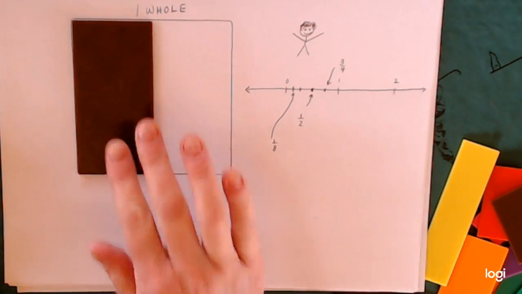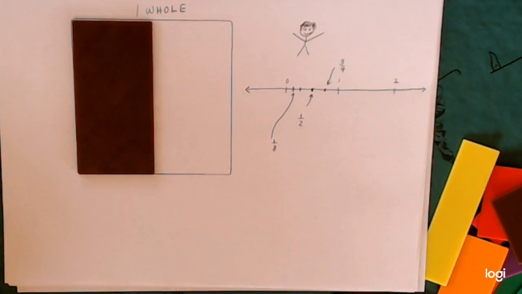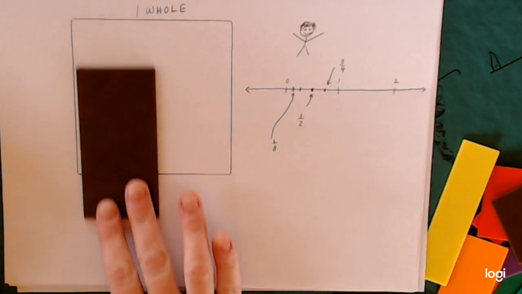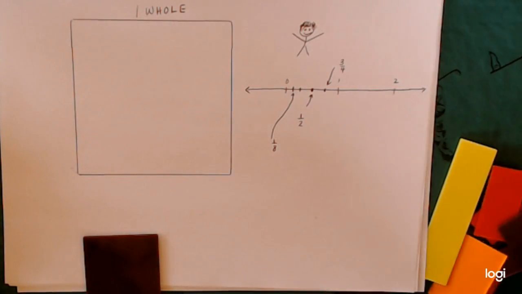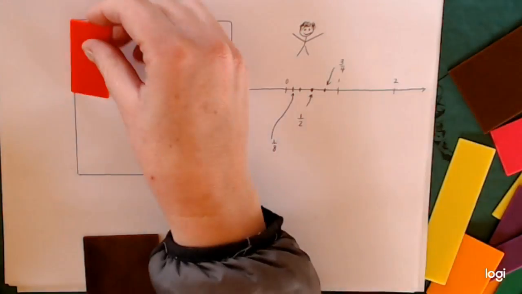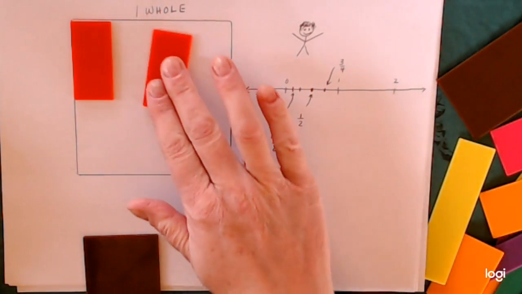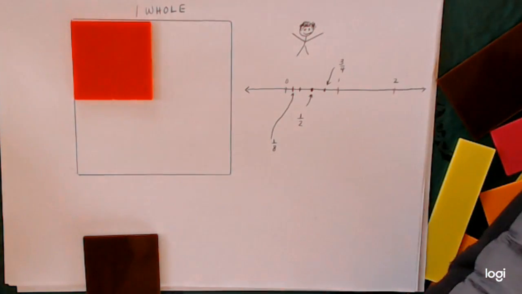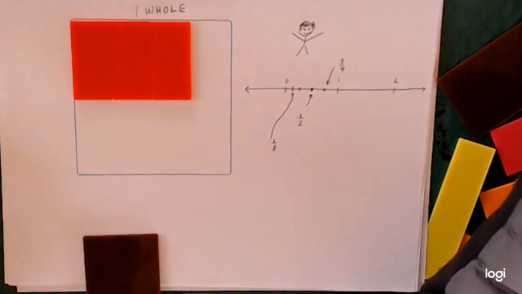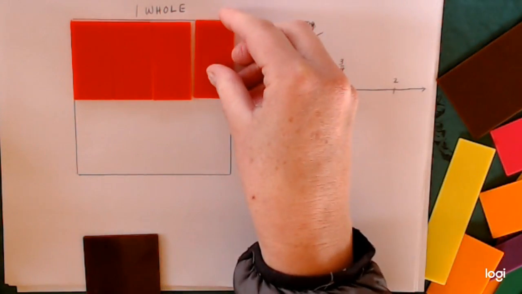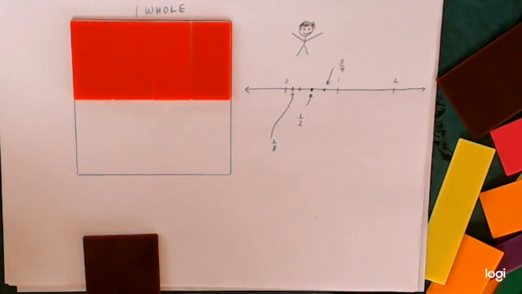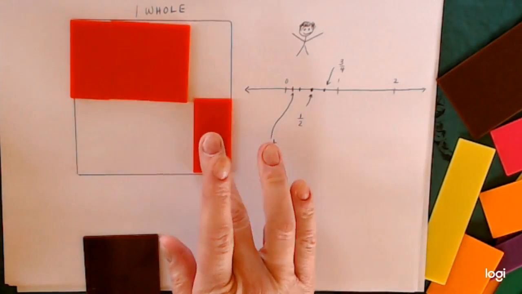So then these brown ones would be a half, right? And if it took a whole bunch of things, like 8 of them to cover it, then these parts represent an eighth. So these red ones are eighths. It would take me 8 to cover up the whole, 8 equal parts. You can see that.